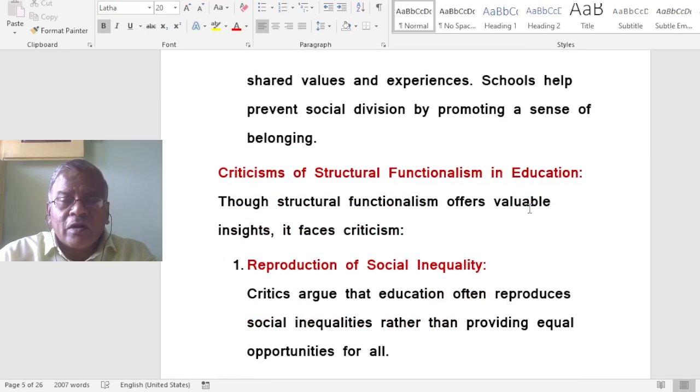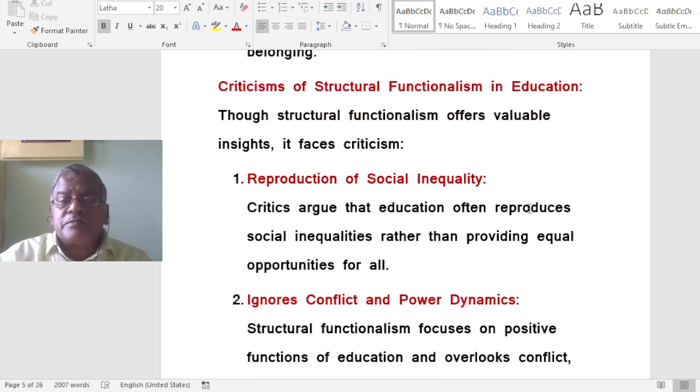Next one, let us analyze what are the criticisms of structural functionalism in education. Though structural functionalism offers valuable insights, it faces certain criticisms also. That is the reproduction of social inequality. Inequality is maintained according to this theory. Critics argue that education often reproduces social inequalities rather than providing equal opportunities for all. This is one of the criticisms given by other experts.